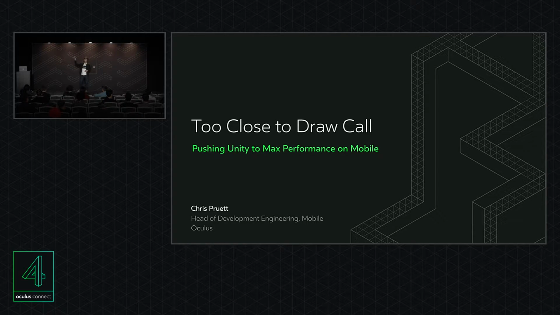But my name is Chris Pruett. I'm the head of development engineering at Oculus, and basically that means my job is I'm an engineer that works with folks like yourselves to make the content that ships on our platforms as good as possible. And a large part of my job is helping folks make their Unity scenes faster by reducing the total number of draw calls. So today, I'm going to talk about a bunch of the different methods that I use.